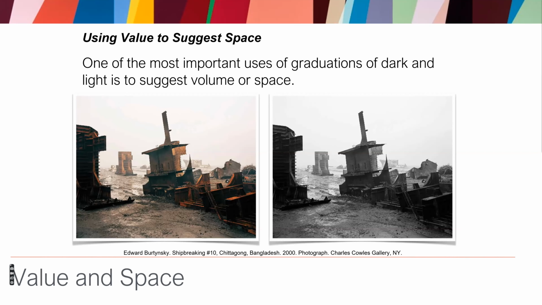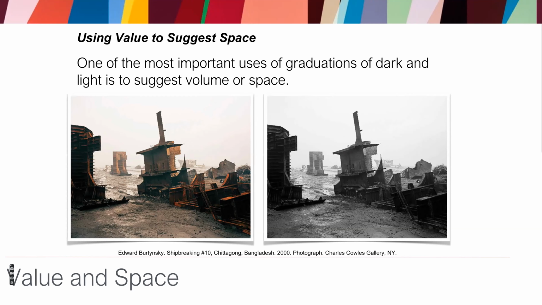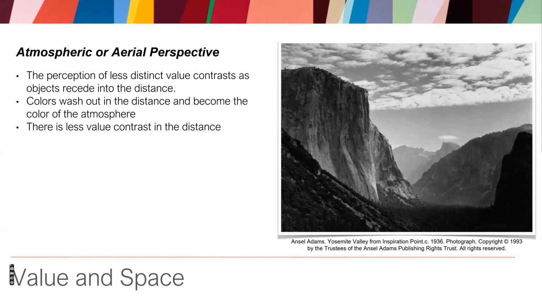The background ends up being very light and out of focus, which makes us feel like there's a great expanse behind the darker, heavier foreground items. Atmospheric or aerial perspective occurs when far-off objects within a composition's background are less distinctive than their foreground counterparts. Objects in the background start to become absorbed into the atmosphere. Ansel Adams' photograph Yosemite Valley from Inspiration Point is a great example of this. The peaks closer to the camera are darker and more in focus, while the peaks in the far distance have a lower value contrast, become lighter, and are more out of focus.